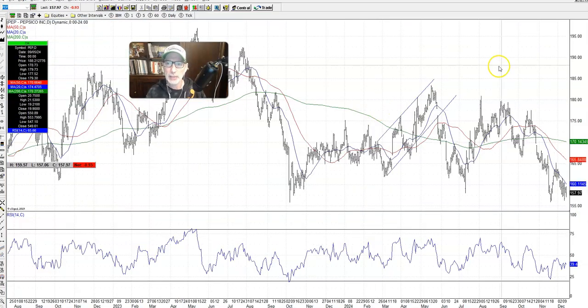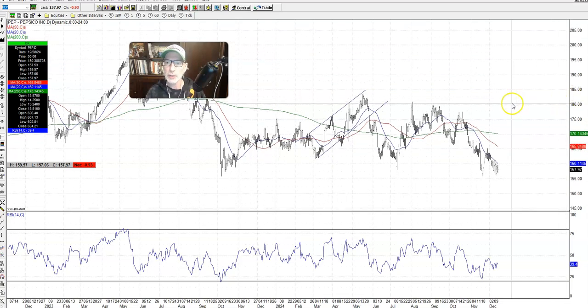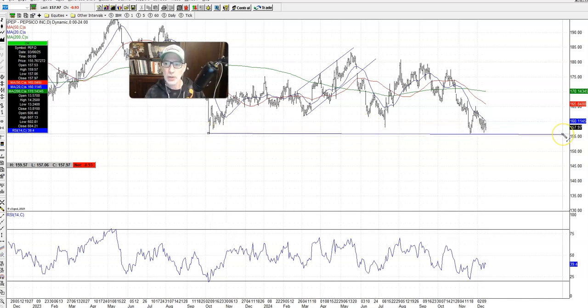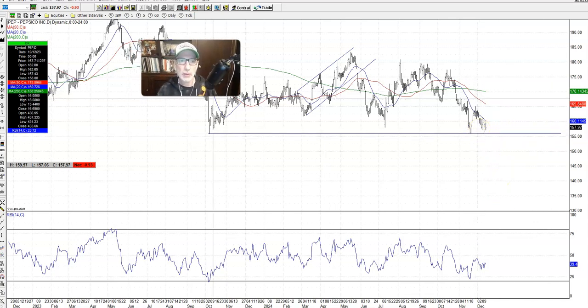Pepsi. Pepsi's not looking so good here. Been sort of sideways for a long time, but it could be getting ready to finally break down through this long area of support. Let's draw a line here, and we can come back and look at it in a few weeks maybe. Let me get this straight here. There you go. If it breaks down through 155-ish or so, this thing could keep going.